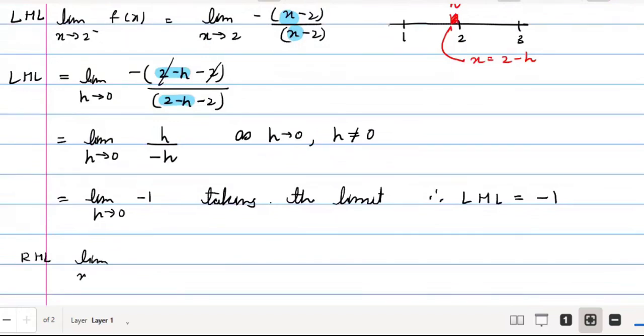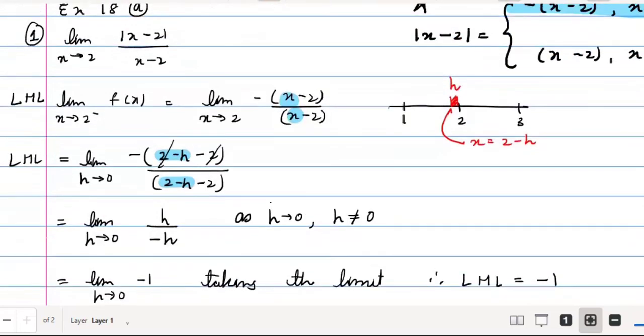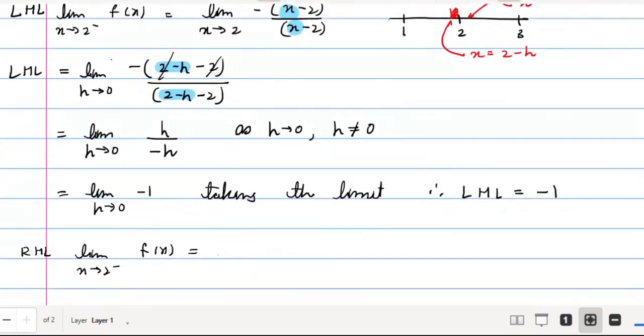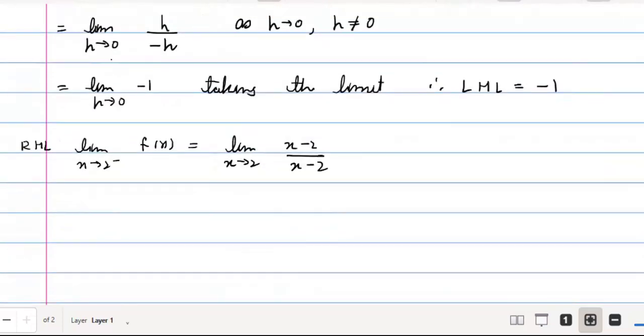So right hand limit of x tends to 2 plus f of x. And we are talking about numbers to the right. That means we are talking about x being somewhere here. So now that x is greater than 2, we can write the function as just x minus 2. So what will I write here? This is limit x tends to 2, x minus 2 over x minus 2. Limit h tends to 0.